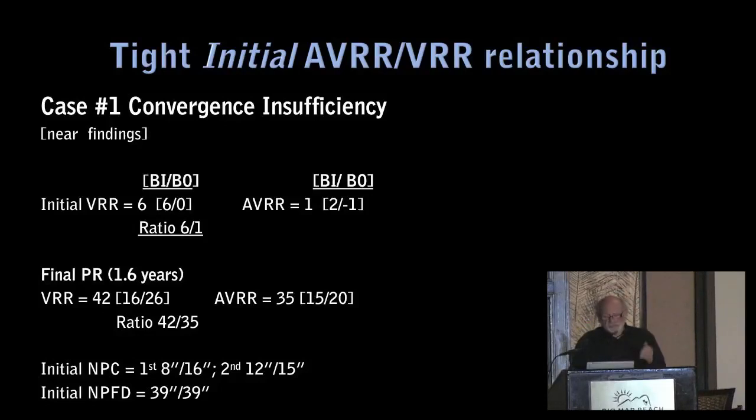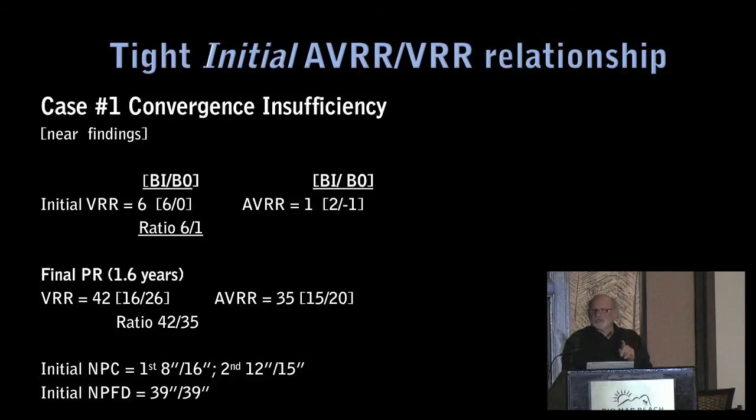If you look down and see the final, you'll see that the classic divergence measure was a range of 42. The limits were 16 base in and 26 base out. And the associated divergence recovery range was 15 base in and 20 base out. So we've now got a relationship between 42 and 35.